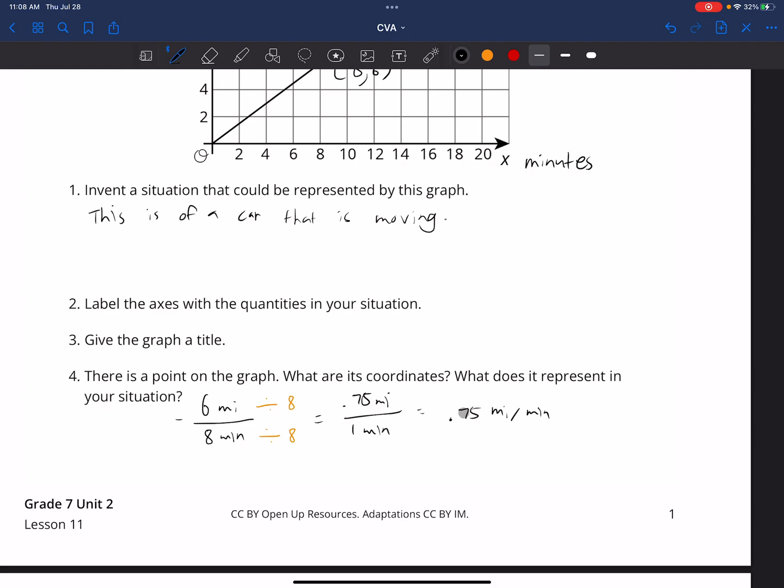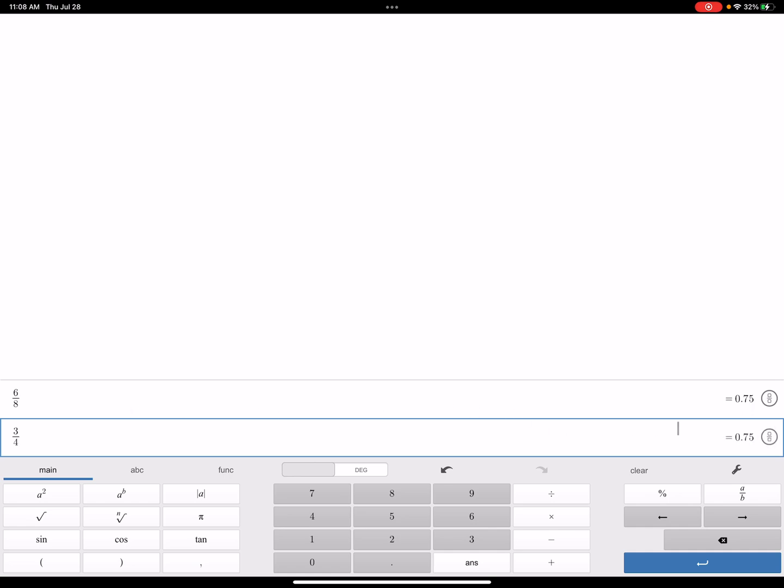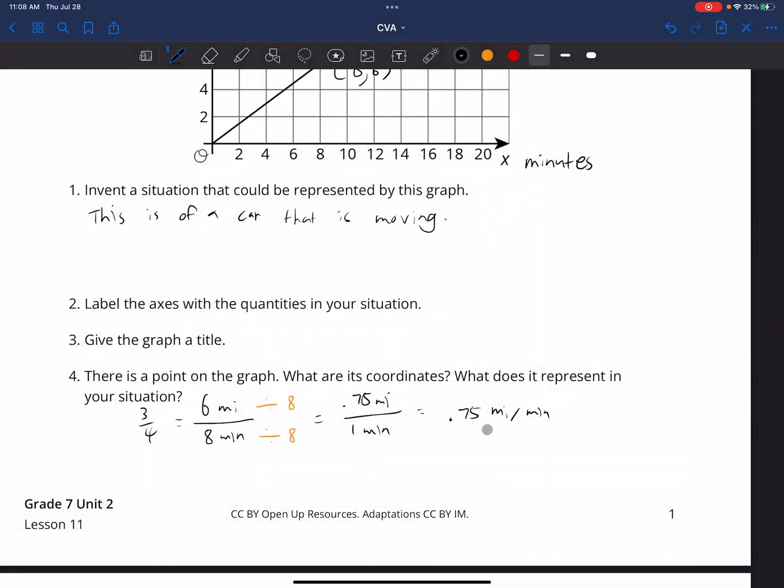This is also equal to 3 over 4, by the way, because 6 divided by 2 is 3 and 8 divided by 2 is 4. 3 over 4 is the same thing as 0.75, right? I'll show it to you. 3 over 4 is equal to 0.75, right? So this is the same thing as that, which is the same thing as that, which is kind of cool.